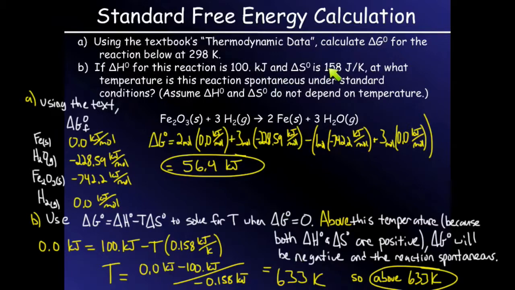Well, because both of these values are positive, in looking at this equation, if delta H is positive and delta S is positive, then the only way in which this could be negative is if this term right here is greater than this term. This term right here is multiplied by T and has a negative sign. So T needs to be greater than 633 to make this expression with the negative sign greater than this value right here. So it is above 633 Kelvin that this reaction is spontaneous.